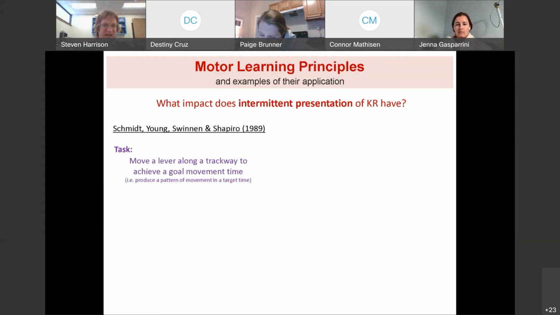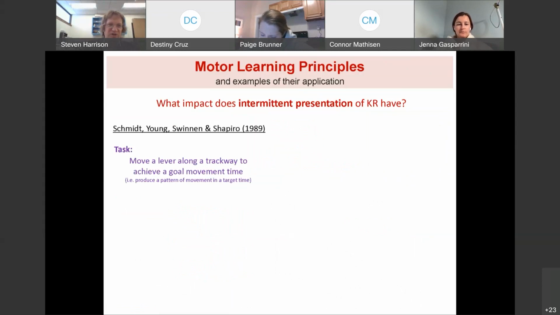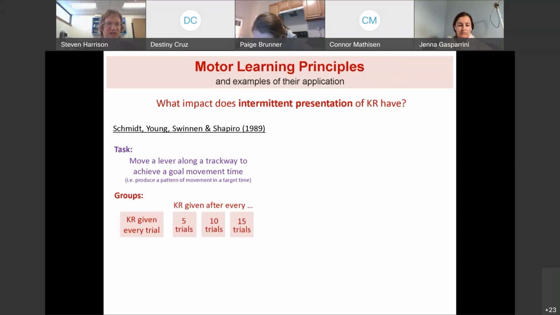Okay, here's another task. This time we're going to ask you to move a lever along a trackway in order to produce a goal movement time. So rather than producing a particular trajectory of movement that we were giving feedback on in the last study, here you're going to produce a movement, and the goal is to produce that movement in an exact amount of time. We're going to have 4 different groups. Knowledge of results is going to either be provided on every trial, and here we're going to be providing information about how your movement time compared to the goal movement time.